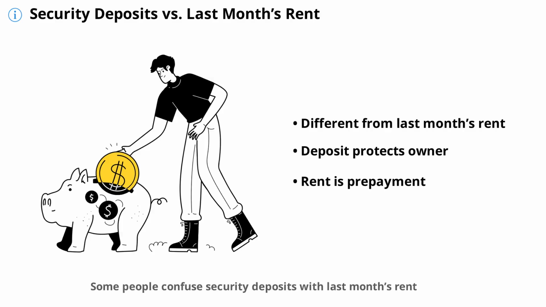Some people confuse security deposits with last month's rent. While both are paid up front, they serve different purposes. A security deposit is held as protection against damage or unpaid bills, while last month's rent is simply prepayment for your final month in the property. Make sure you understand which payment is which and how each will be handled at the end of your lease.